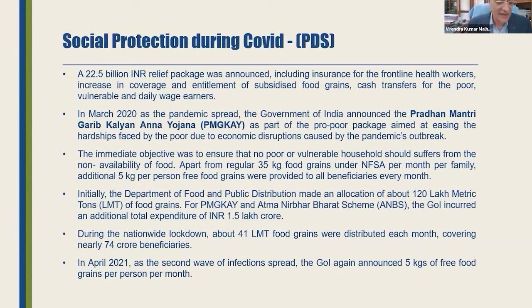And the later three sentences or parts of the slides are about the lifting and the distribution, that about 41 lakh metric tons of grains were distributed each month to 74 crore beneficiaries.